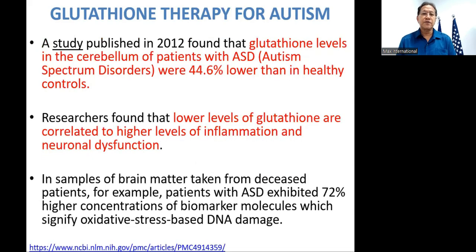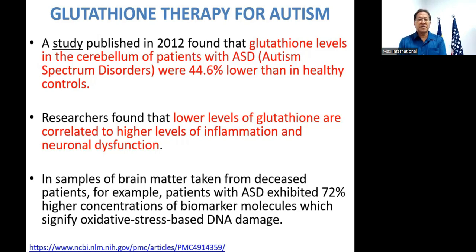So a study published in 2012, that's 13 years ago, found that glutathione levels in the cerebellum, okay, that's the hindbrain, of patients with ASD were 44.6% lower than in healthy controls. So that's a lot. And these are young children. Researchers found that lower levels of glutathione are correlated to higher levels of inflammation and neuronal dysfunction. So not only do they have low levels, but the researchers found that the lower the level, the worse the inflammation and nerve dysfunction.